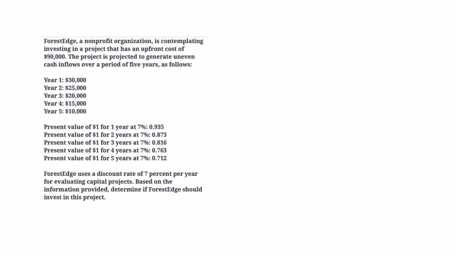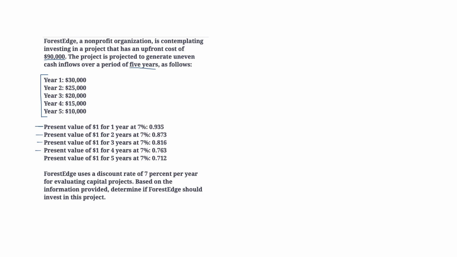Now let's take a look at this net present value calculation when we don't have the same cash inflows every year. So we have uneven cash flows for years 1 through 5. So instead of using an ordinary annuity factor, we have to use the lump sum factor for each individual year. Forest Edge, a nonprofit organization, is contemplating investing in a project that has an upfront cost of $90,000. The project is projected to generate uneven cash inflows over a period of 5 years.